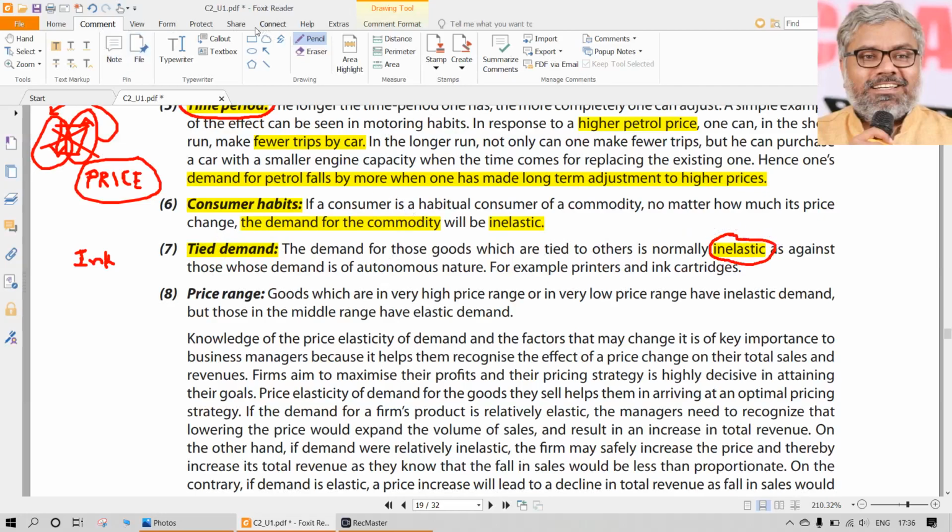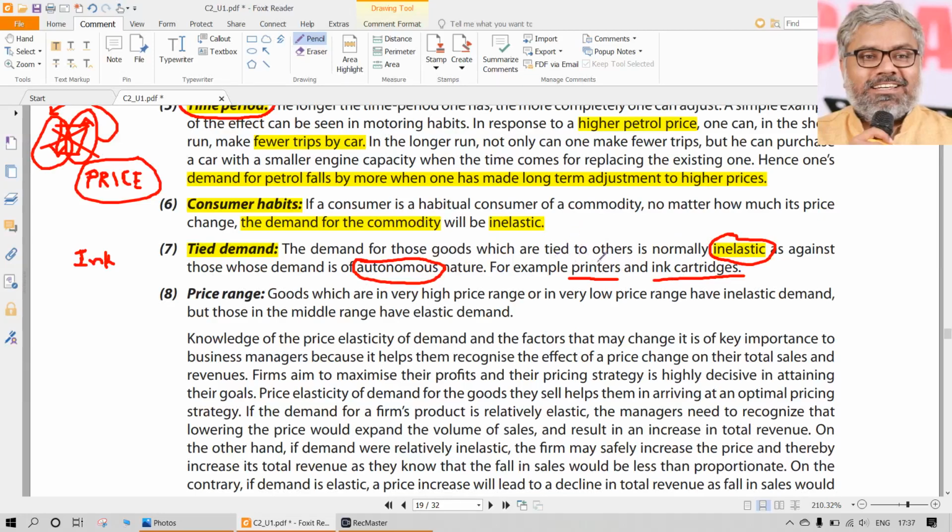But which type of goods are generally elastic? Those which have autonomous demand, which do not have any link with others. Those will behave normally. Those will be very much elastic in nature. So what is tied demand? Another example given: printers and cartridges. Printers will be price elastic because those are autonomous. But ink cartridges will be price inelastic because they are tied with printers. That is also another reason. You can just observe that.